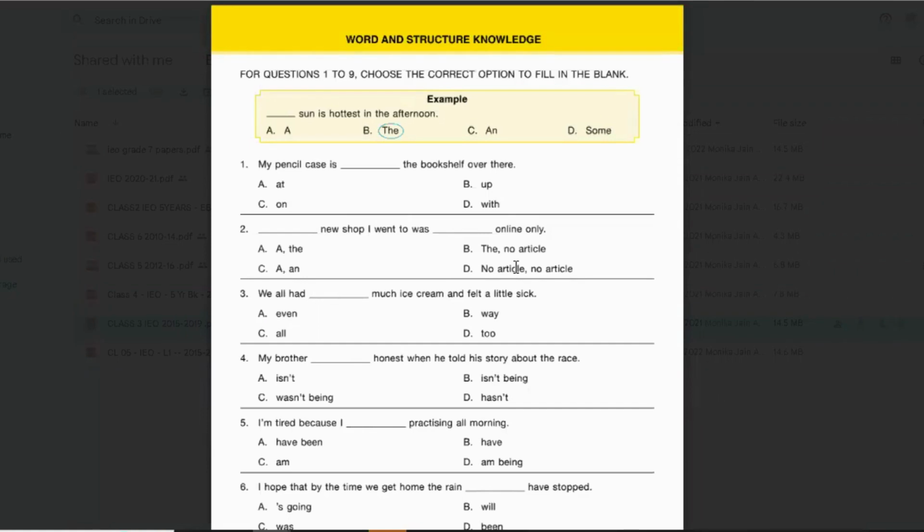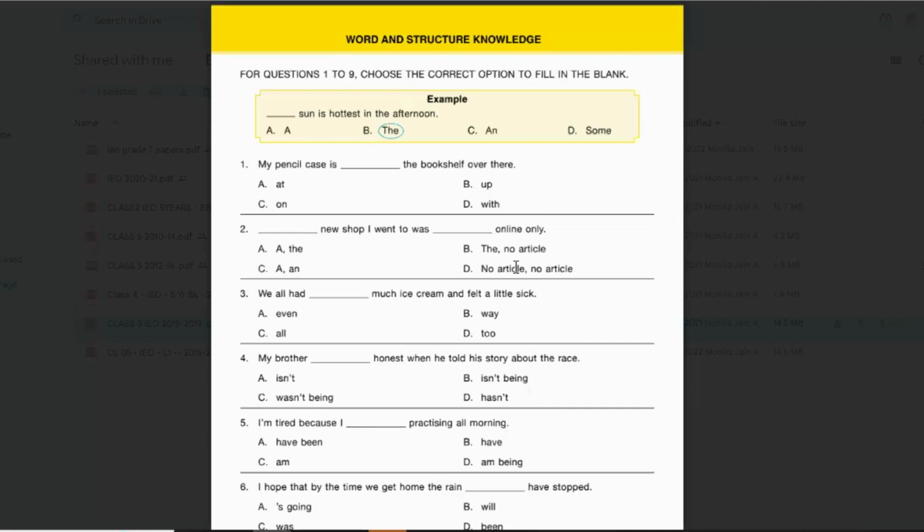This paper consists of 35 questions, and you'll get 40 marks. You have 1 hour to solve this paper. Basically, this paper consists of 4 sections. The first section consists of grammar and vocabulary questions, and you'll get around 15 to 20 questions from it.